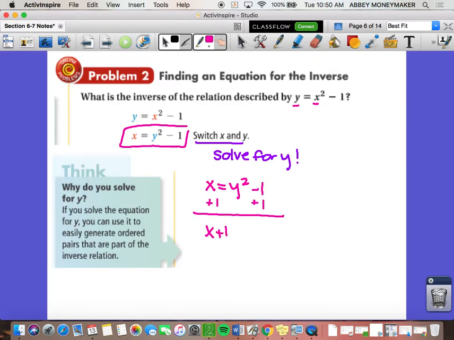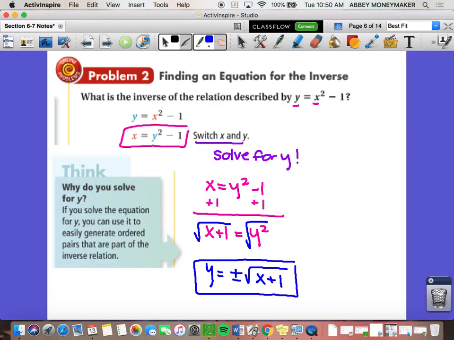So I have x plus 1 is equal to y squared. And then if I want to get rid of that squared, I'm going to have to take the square root of both sides. And again, you know what to do. When you put in that radical, what do you have to have? A plus and minus. Plus and minus the square root of x plus 1. That is my inverse equation. So all I did was switch the x and the y, and then I solved for y.